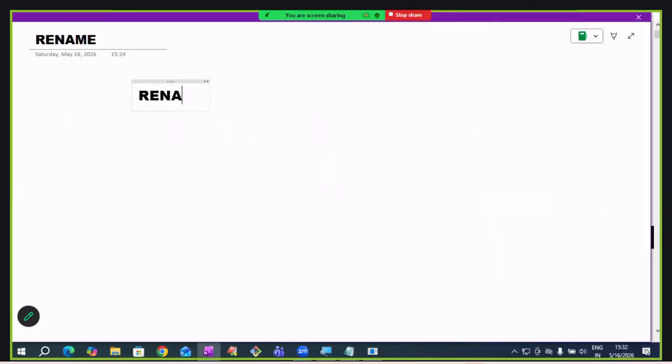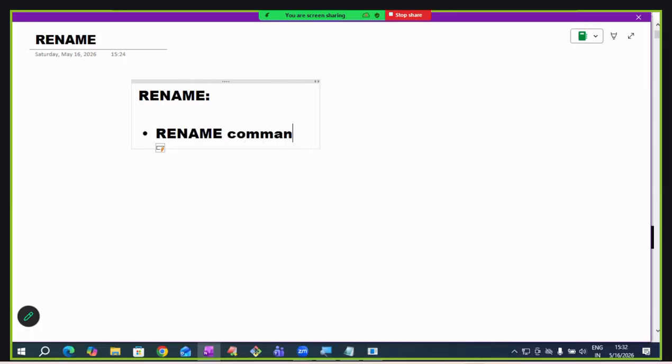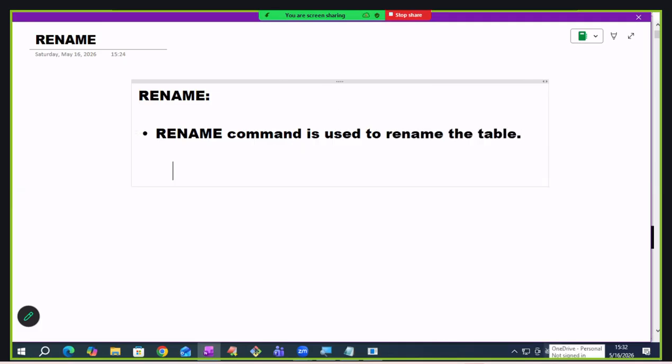Rename command. Small command, easy. This rename command is used to rename the table. If we want to change a table name, use it. To change a table name or view name, generally we use this rename command.